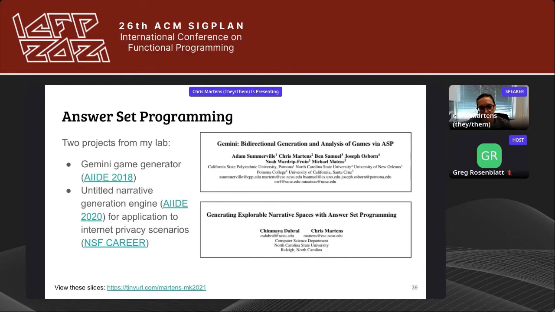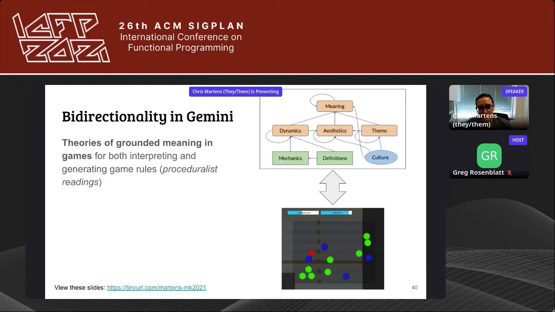So where bidirectionality shows up, and one example in the Gemini project, is that we essentially implement a theory of grounded meaning in games, known as proceduralist readings. It's similar to how if you recall in your literature class, you would read a poem and then you'd be asked to interpret the poem, right? Tell you what the poem means, right?